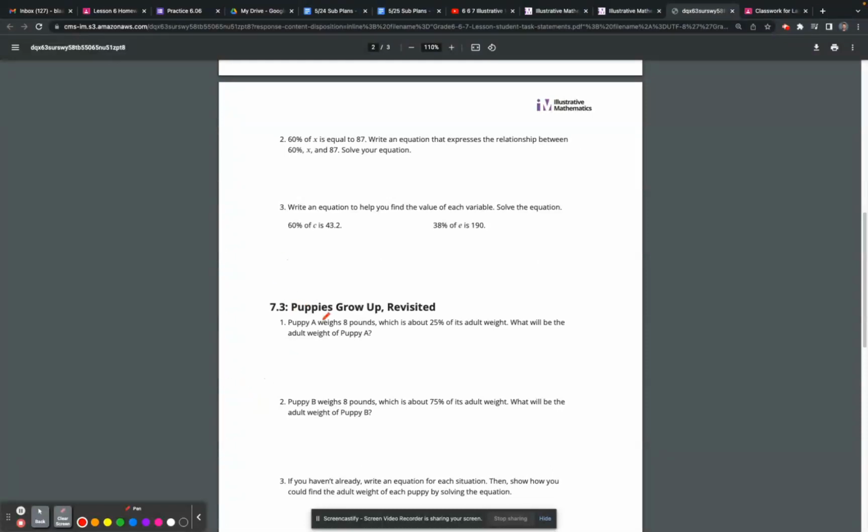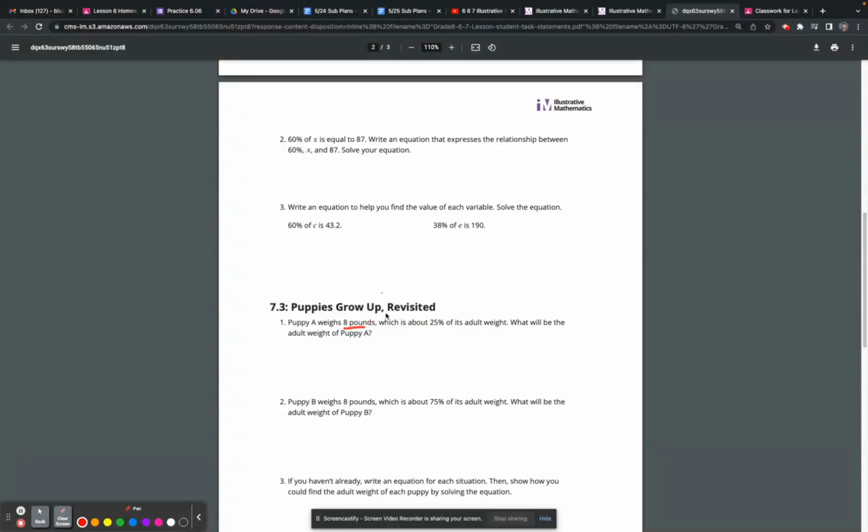It says puppy A weighs 8 pounds, which is 25% of its adult weight. What will the adult weight of puppy A be? So if I wanted to set this up as an equation, puppy A weighs 8 pounds, which is 25% of its adult weight. So it does not weigh its adult weight yet, but the 8 pounds is 25% of its adult weight. So in my equation, I have 8.